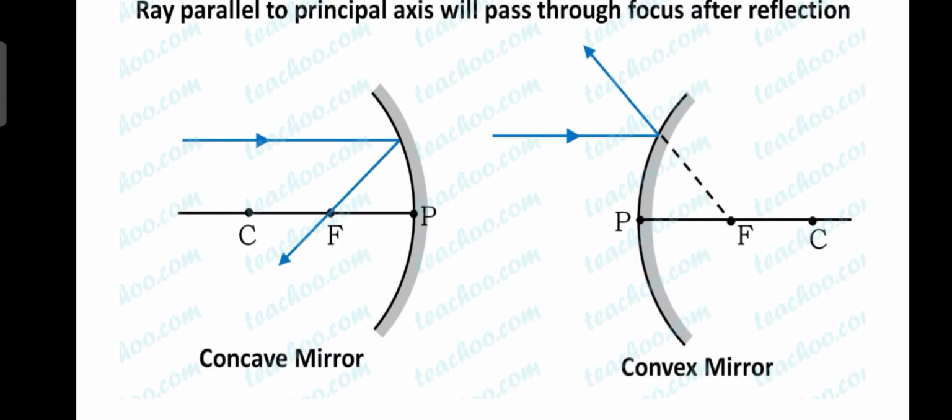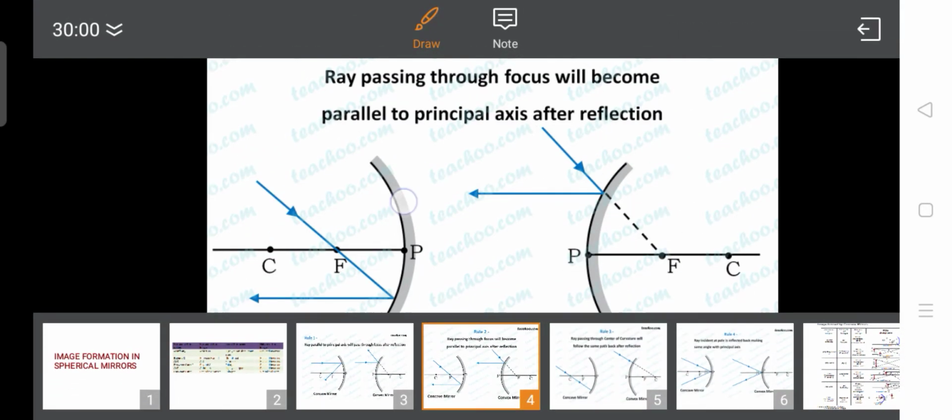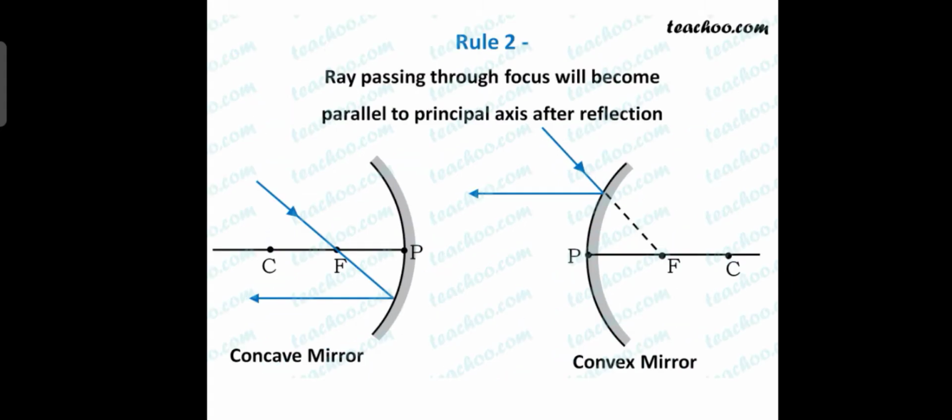Similarly, in the case of a convex mirror also, the ray is incident parallel to the principal axis, so that it will pass through the principal focus. You can see that it is then reflecting back. It passes through the principal focus and has been reflected back. Similarly, moving to the second rule.